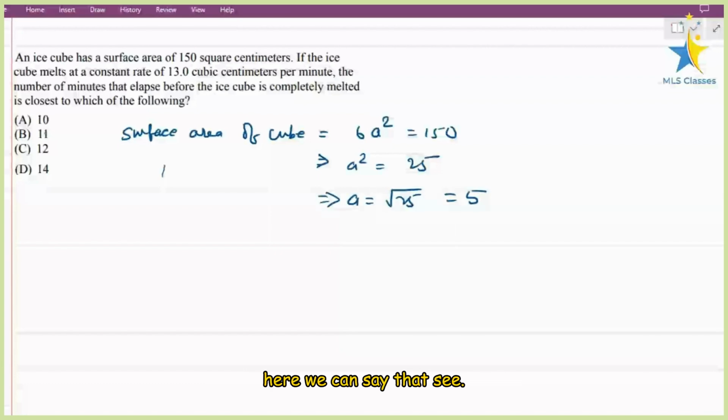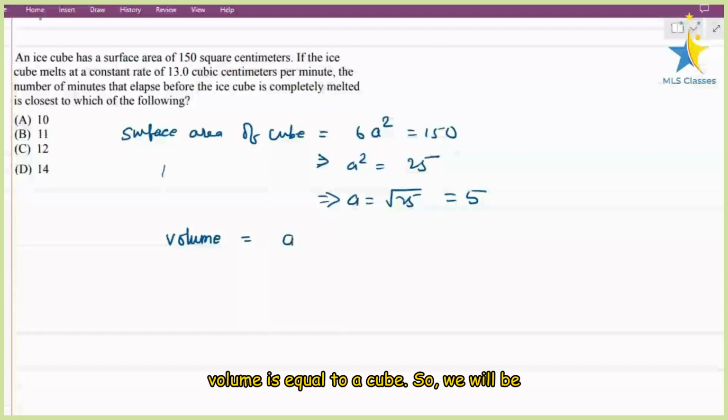So from here we can say that 5 is the side length, and it is given that it is melting at a constant rate of 13 cubic centimeters per minute. So we need to find the volume. So volume is equal to a cubed. So we get 5 cubed, which is 125 cubic centimeters.